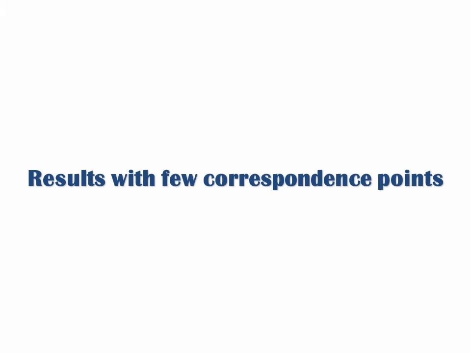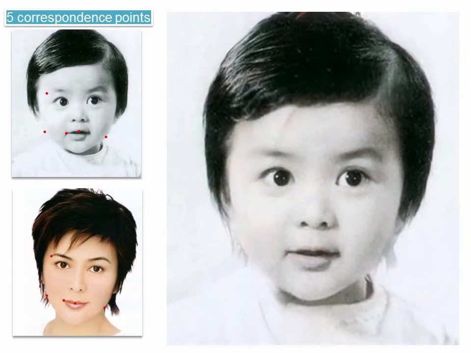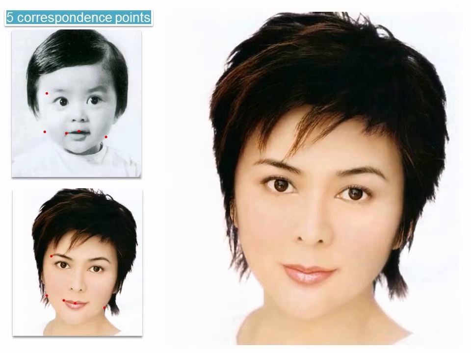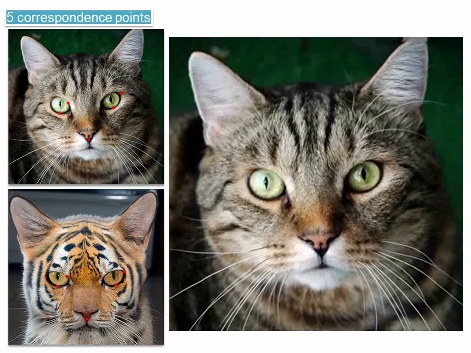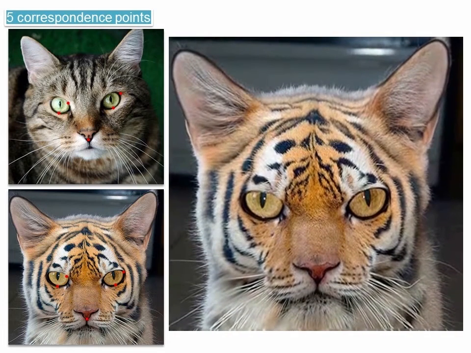Next, we show results that require the specification of correspondence points to achieve the user's intent. For each example, we specify the number of correspondence points that we used. Note that each of these examples can be constructed in under a minute using our responsive UI. Correspondence points were added progressively where needed until the user was satisfied with the result.